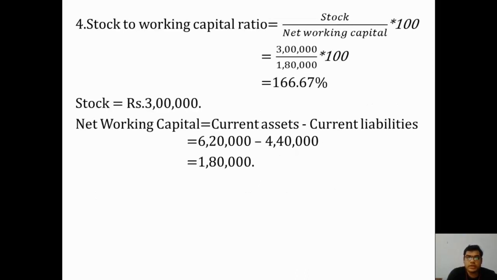The fourth category is the stock to working capital ratio. Now the formula is stock divided by net working capital into 100. Stock is given in this formula. If you go to the balance sheet, that is mentioned as stock, rupees 3 lakh. What is net working capital? Net working capital is current assets minus current liabilities. So current assets we have here is 6,20,000 and current liabilities is 4,40,000. So the answer is 1,80,000.